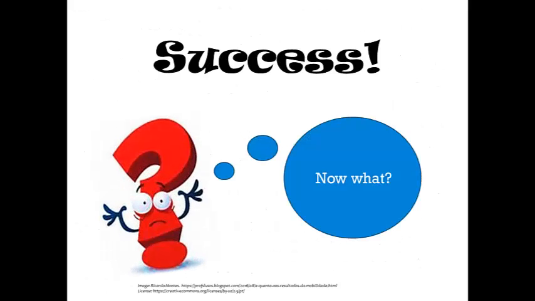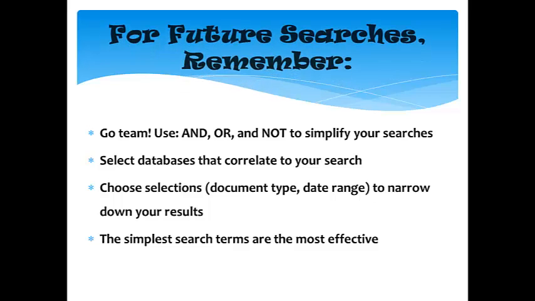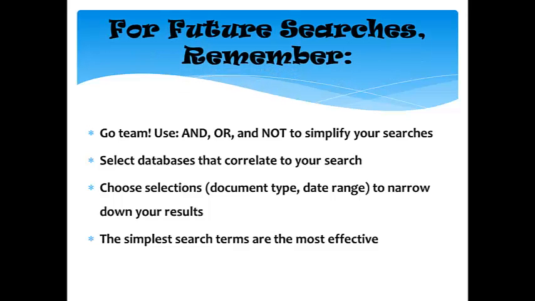Now what should we try to remember from this exercise when we perform searches in the future? Remember what we've done so far: use the simplest search terms, and narrow down our results by using the tools on the screen. If you know you're looking for a specific type of article, even a picture or a graph, you can find what you're looking for much quicker by choosing the kind of document that you need. If you use these tips, your searches will be much more successful.